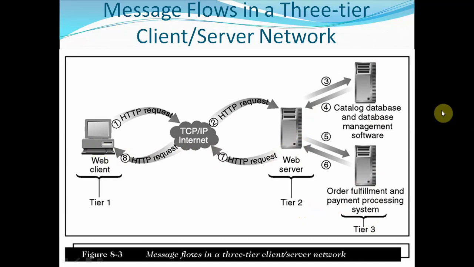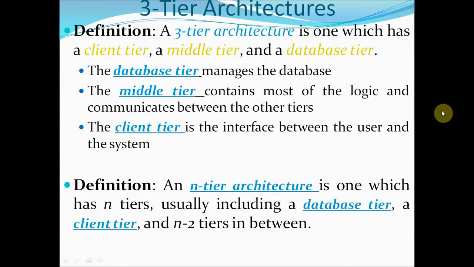So if the process happens this way, we call it the client-server model, the entire technology. So basically the definition of three-tier technology is one which has a client, middle tier and database tier. And the database tier manages the database. The middle tier contains most of the logic and communication between other tiers. And the client tier is the interface between user and system. So the definition of the entire architecture is one which usually includes a database tier, client tier, and N-2 tiers in between. Meaning it has client tier and server tier all.